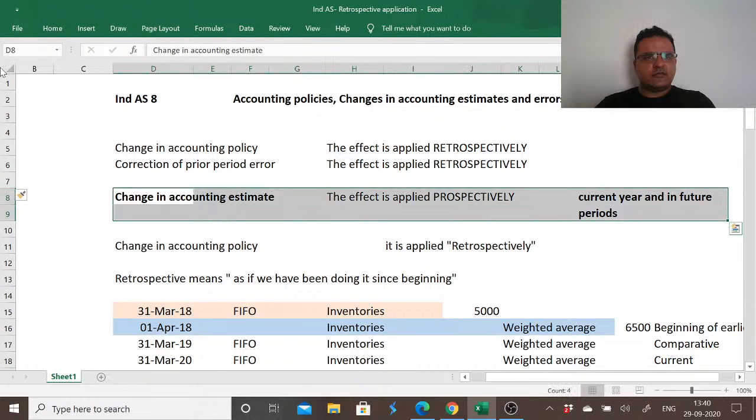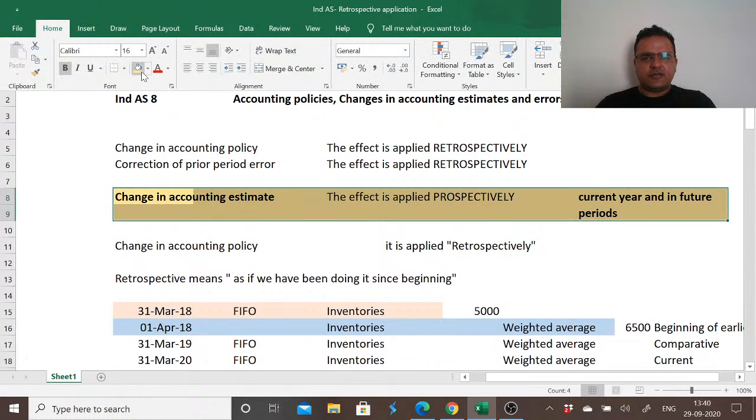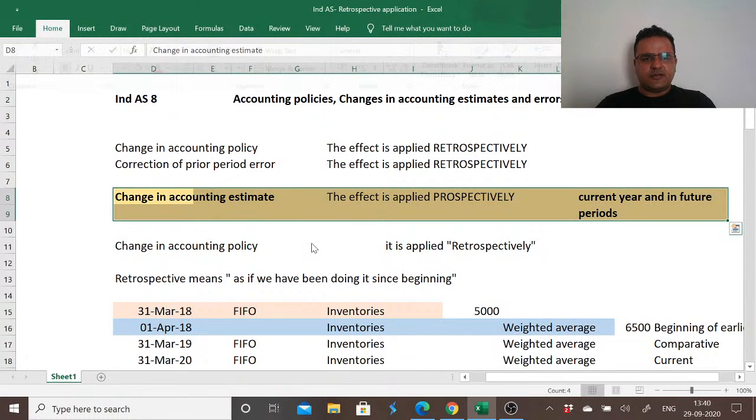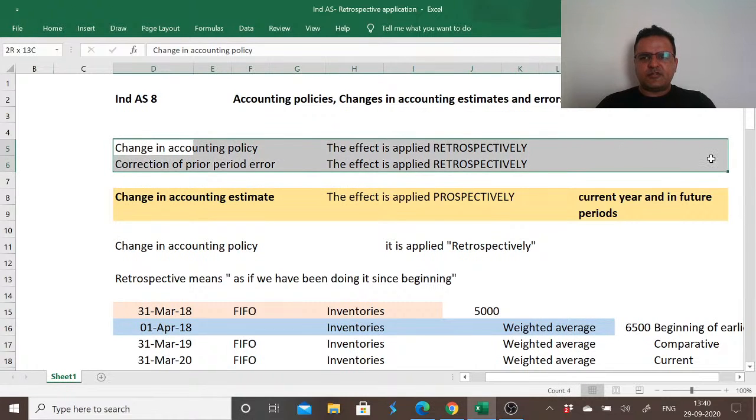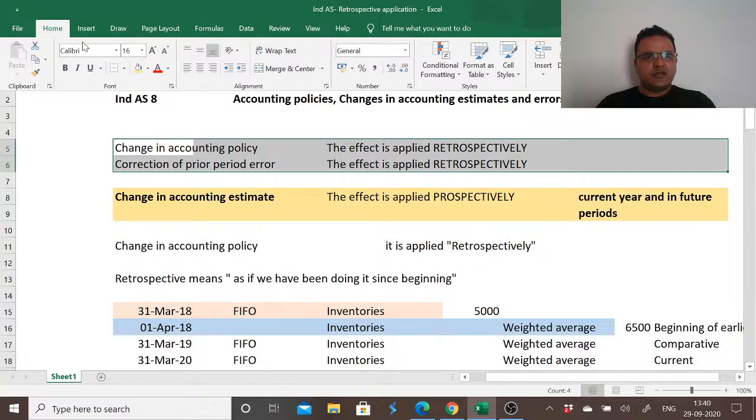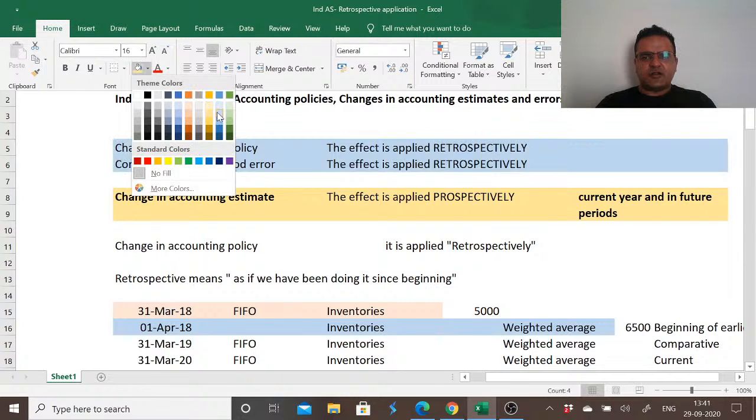This is change in accounting estimate. Change in accounting policy and correction of a prior period error are dealt with in the same manner. There is no difference. The effect is applied retrospectively.